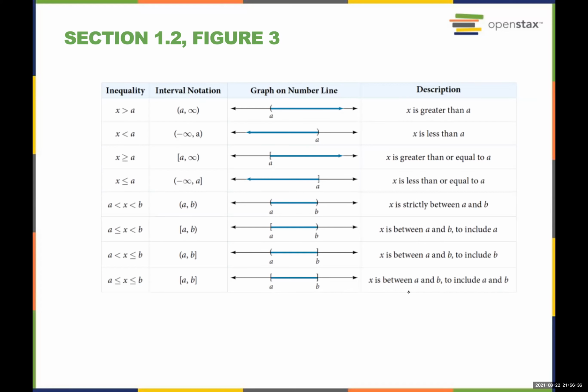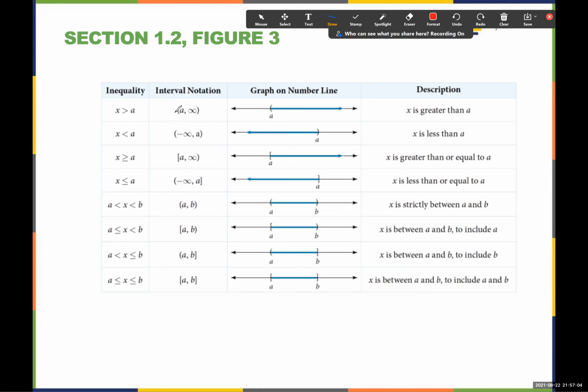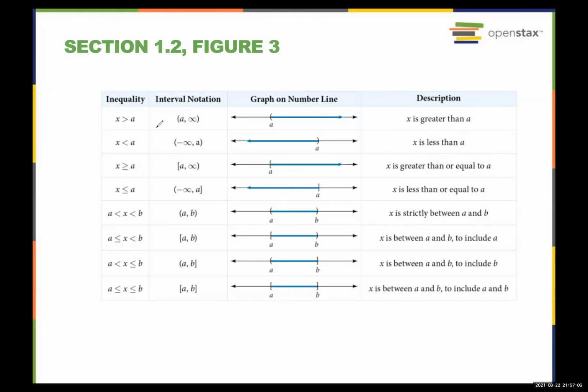And we have here the summary of interval notations that you're going to need for this section. We have the first column, the inequalities, the second column, the interval notations and how you graph it on a number line, and then the description. Look at the inequality symbols and how you write them in interval notation. So x greater than a, meaning from a up to infinity.